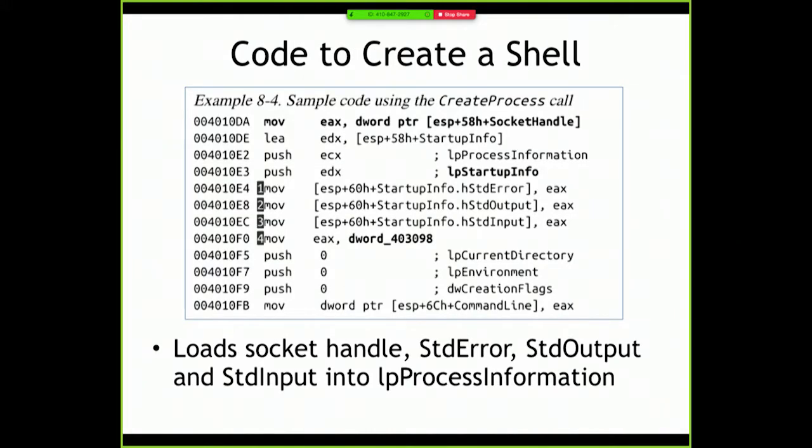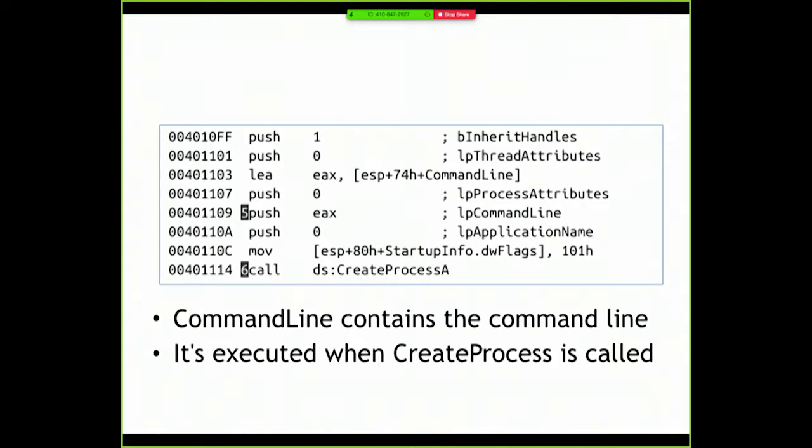Anyway, so here's code to create a shell. I load various bits of information up here at locations calculated from ESP. This is one way to put them on the stack. And then I'm going to put a command line command up there, and a socket handle and all that jazz, and then I'm ultimately going to call CreateProcess. So I just prepare it with a command line and all the other properties, and then create the process.